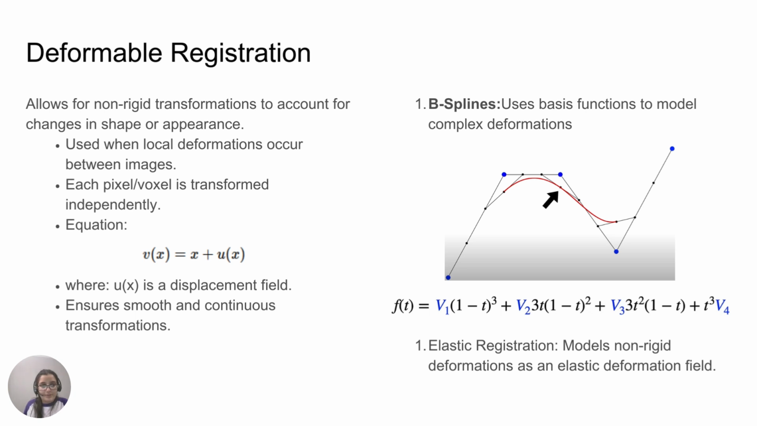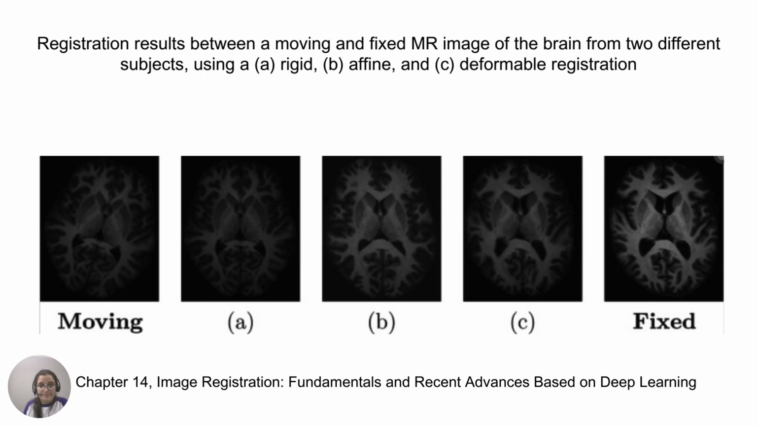Next is the deformable registration. It is essential for handling shape variations between the images. Unlike rigid and affine models, deformable registration allows local transformation. The common approaches include B-splines, which use smooth basis functions to model complex deformations, and second is elastic registration. This models transformations as elastic deformations. This is particularly useful in applications such as tumor tracking and organ segmentation.